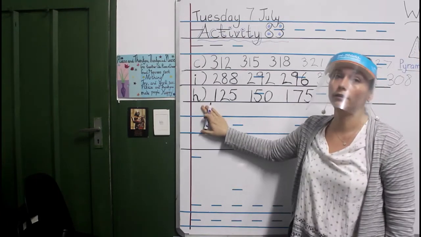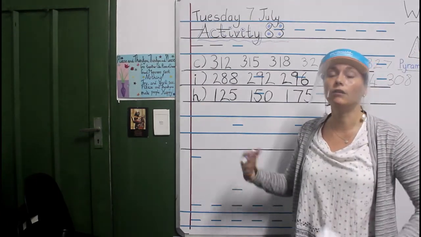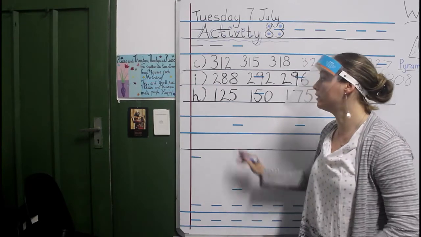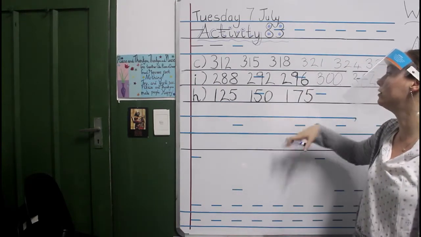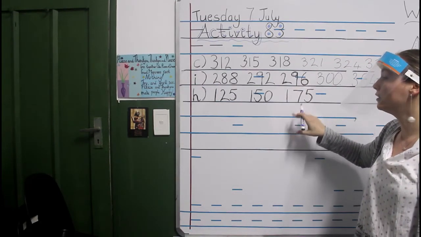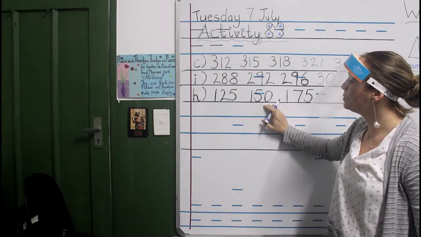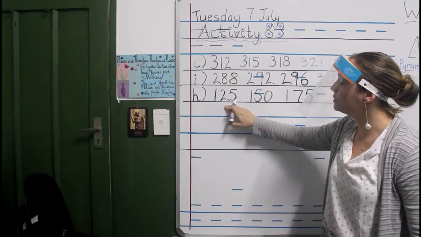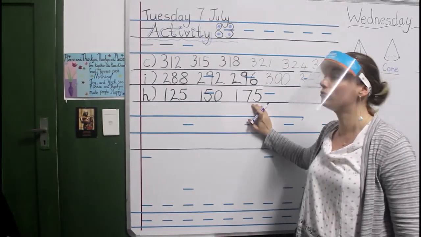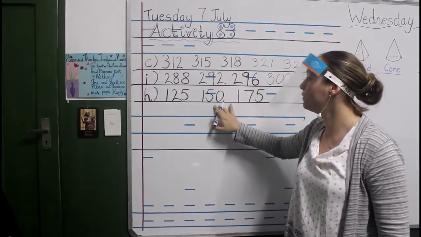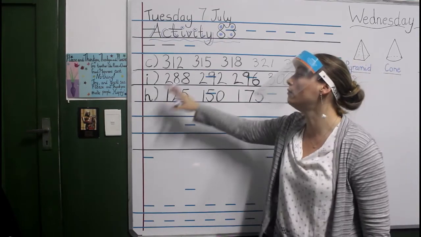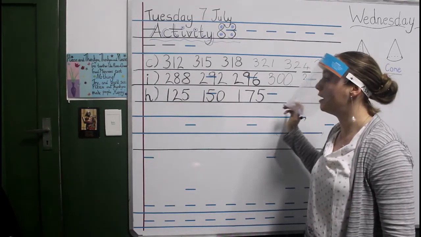Right, the next one is a number pattern that a lot of you guys get confused with. It goes 125, 150, 175. Okay, so what is happening here is that the difference between 150 and 125 is 25, and the difference between 175 and 150 is 25. So we are going up in 25s.